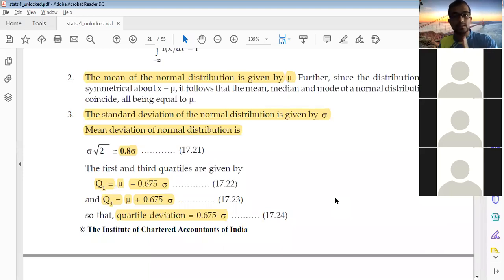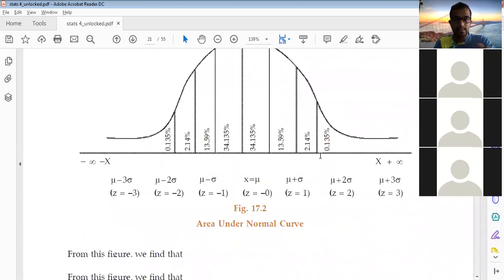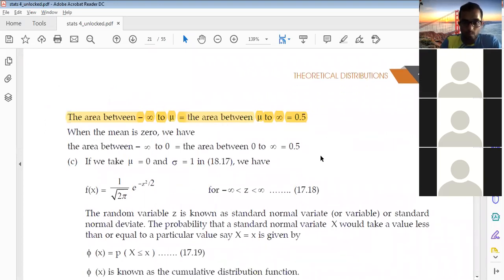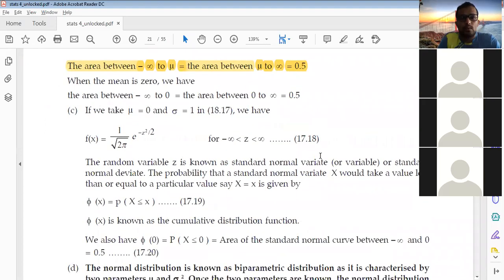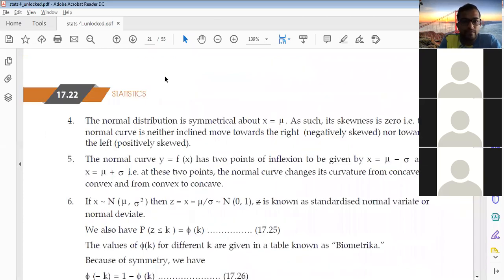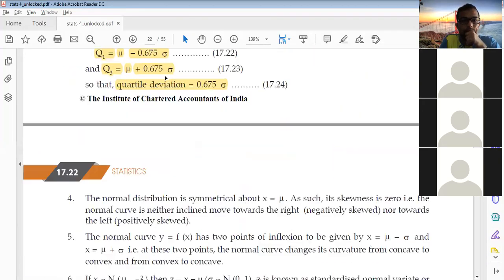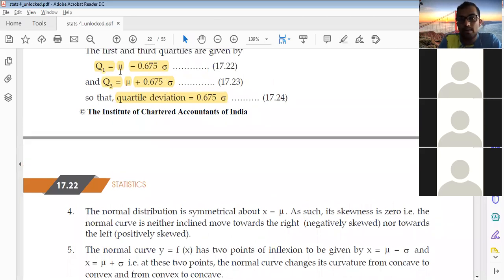Area under the curve is 1. And that curve is which one? The standard normal curve. Now I'm just giving you an example of normal distribution. You will understand it later where we have a diagram like this. When I come here, I will explain to you. In case you still have doubts, you ask me at that time. Okay, so in the point here, quartile deviation: Q1 is mu minus 0.675 sigma and Q3 is mu plus 0.675 sigma.